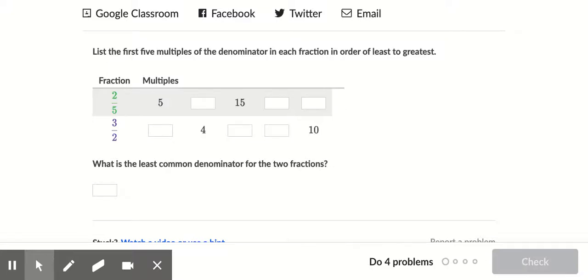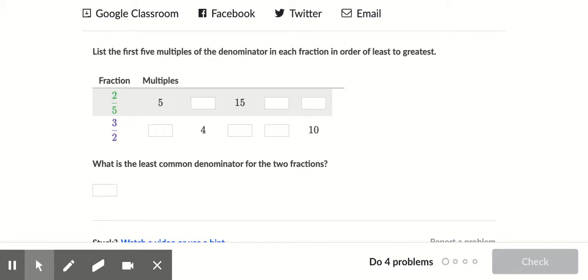For our do now, we're going to be working on finding the least common denominator between two fractions. This is a super important skill when we need to divide fractions that have different denominators, like we worked on yesterday, because we always need to have the same or common denominators in order to be able to divide our fractions and in order to be able to draw our tape diagrams.